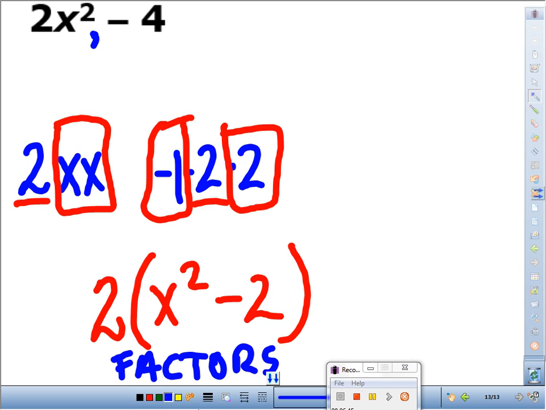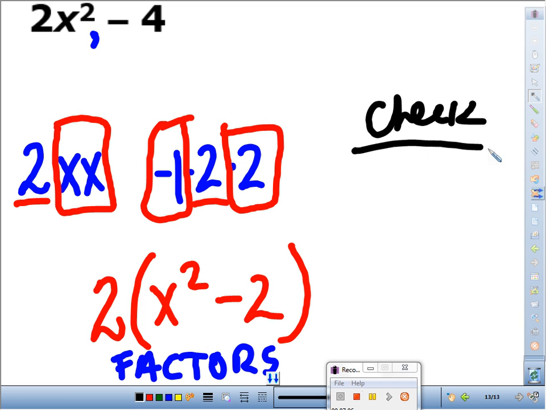So these are known as factors. Why are they factors? Because they're multiplying. Let's see. Is this a number? Yes. Is this a variable expression? Yes. Are they multiplying? Yes. That's why they're known as factors. Everybody got it?